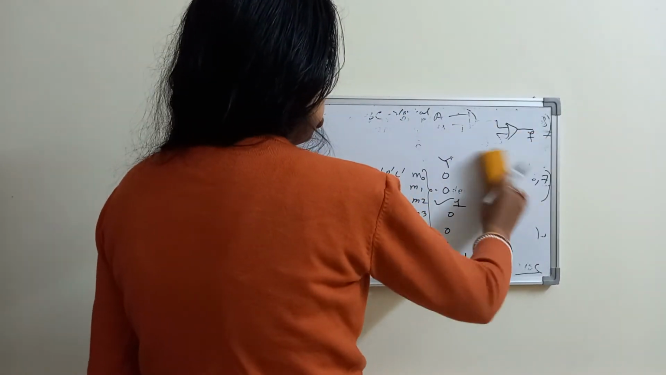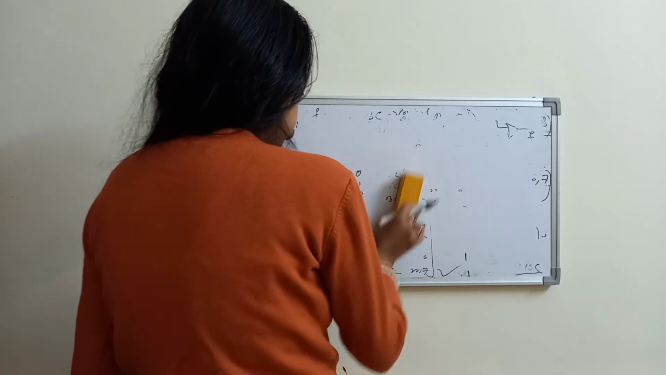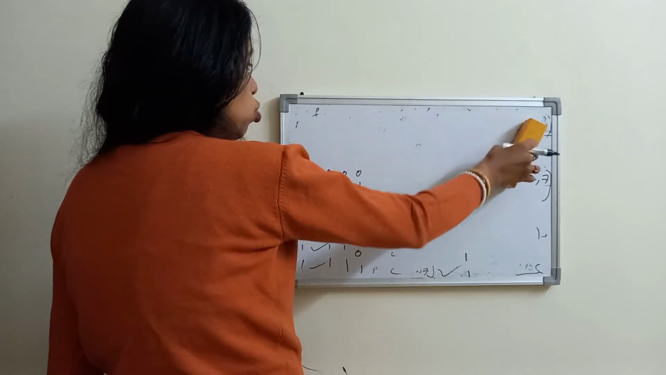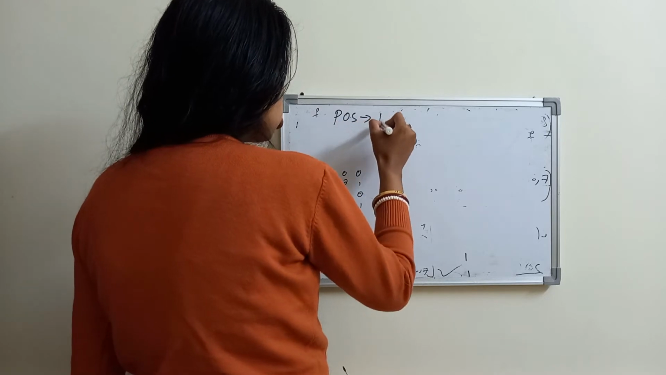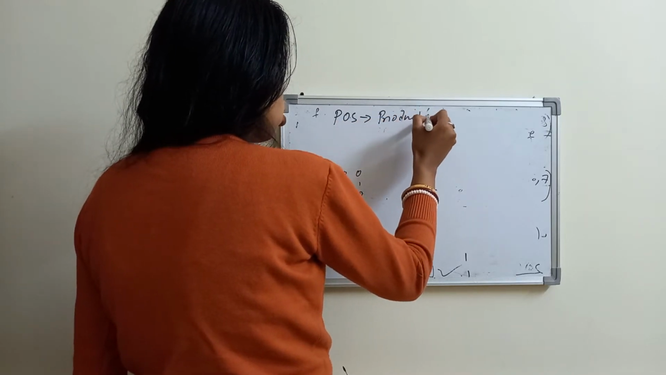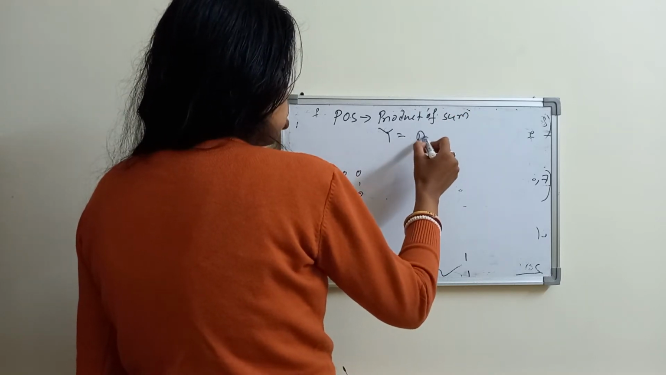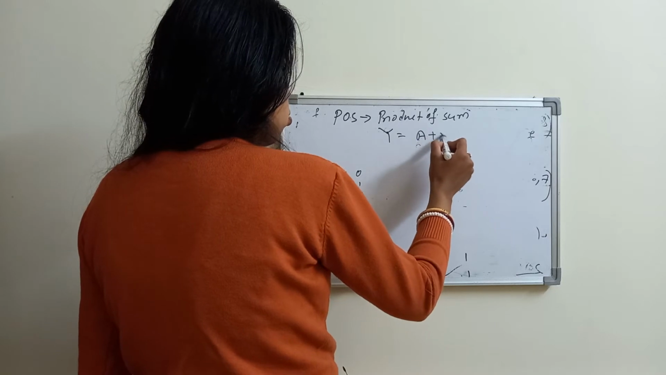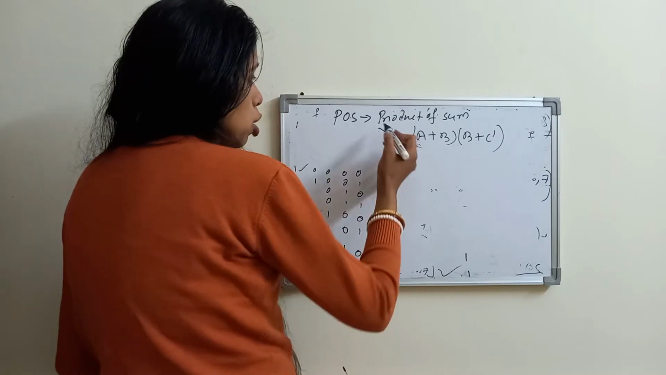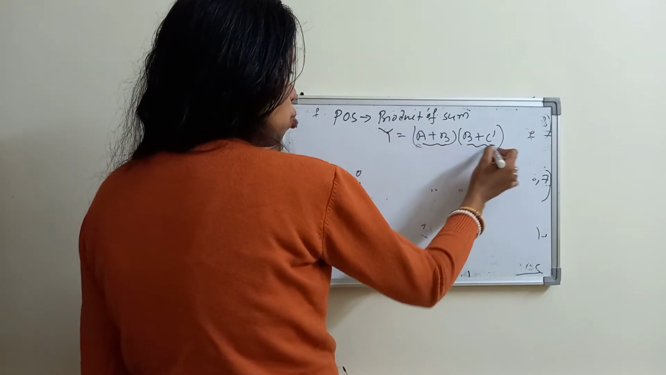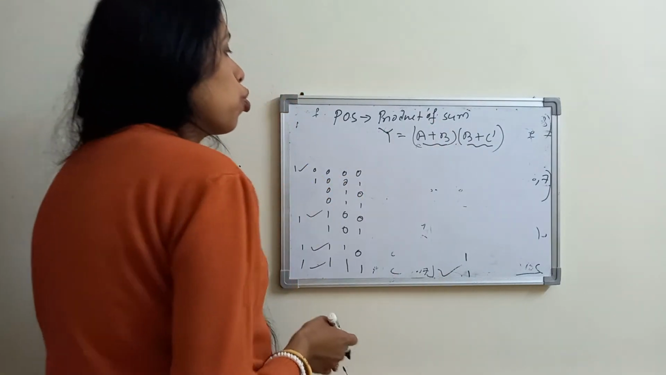Now come to the POS. For POS also I am considering three variables. POS means product of sum. Suppose we have one expression. Here first I am doing sum, here also I am doing sum, after that we are doing the product. Such kind of expression is associated with the product of sum.